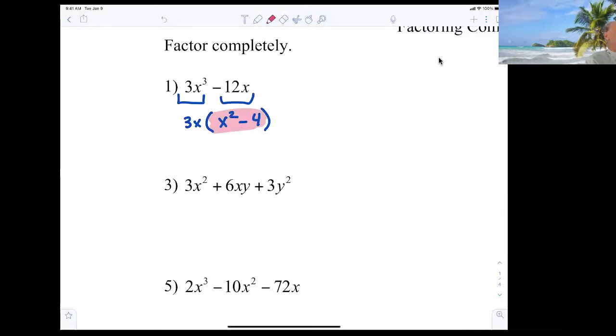Factoring completely basically means factor what? Twice. All right, that's what that means, factor twice. So GCF, and then factor the x squared minus 4. And of course, the x squared minus 4 factors to what? X and x, -2 and +2. That is beautiful. All right, that's exactly what I want to hear.